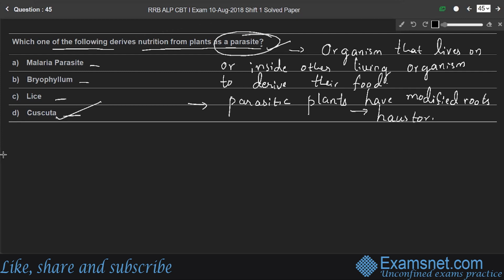Parasites may cause harm to the host. For example, cuscuta, loranthus, sandalwood tree, etc. Therefore, for the given question, cuscuta derives nutrition from plants as a parasite. Option D.